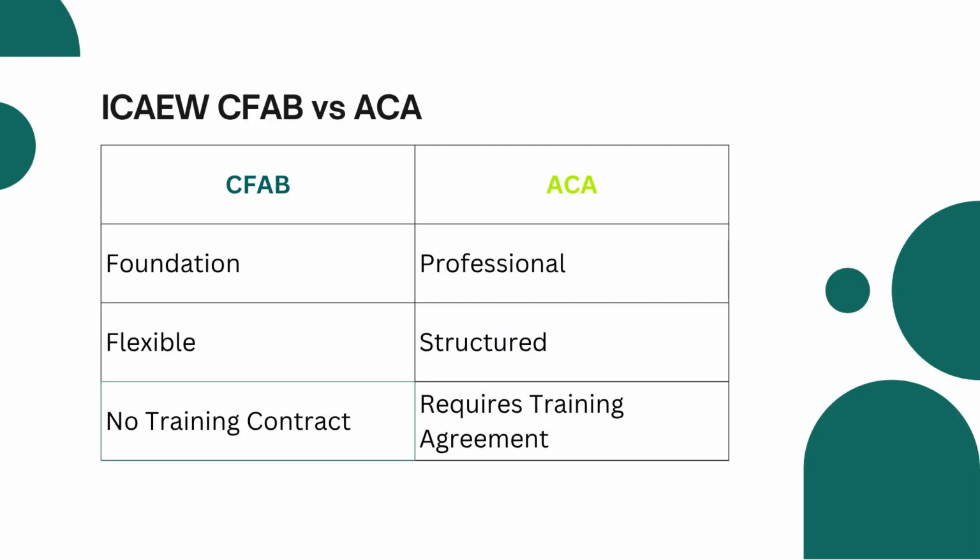Now, one of the most common confusions is the difference between CFAB and ACA. CFAB is the foundation level qualification, which means it focuses on building basic knowledge and understanding. On the other hand, ACA is the full professional qualification that leads to becoming a chartered accountant. CFAB is more flexible and it doesn't require a training contract, so we can study independently. In contrast, ACA is more structured and usually requires a training agreement with an employer along with more advanced exams. So a simple way to understand this is CFAB helps us to build the foundation, while ACA is the qualification that makes us a professional chartered accountant.